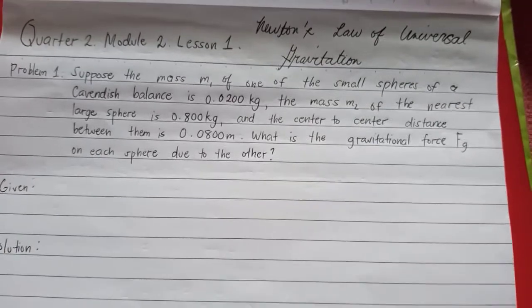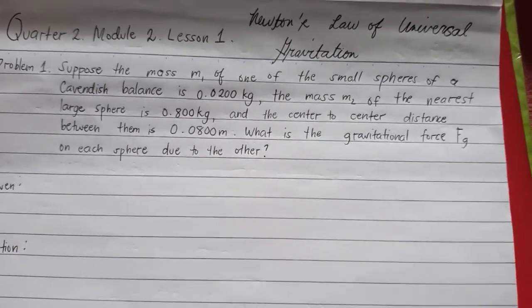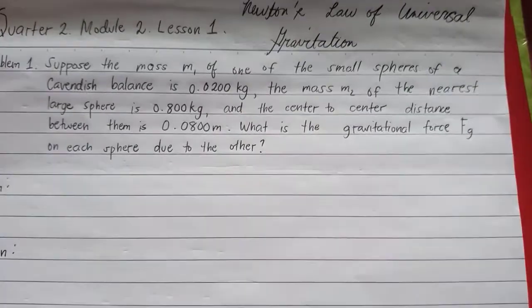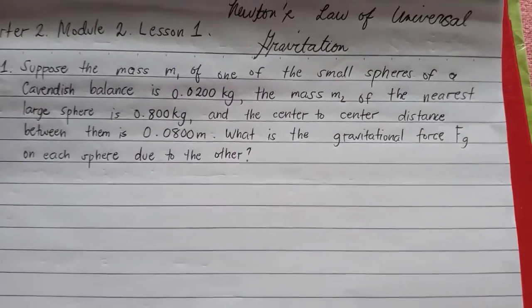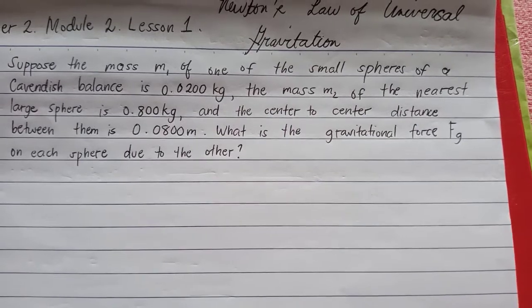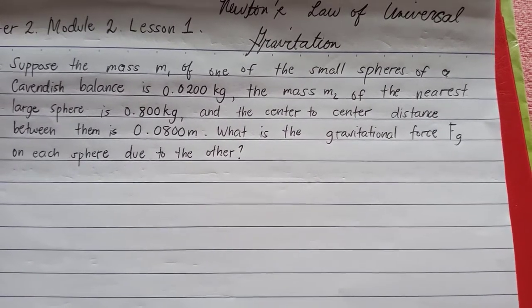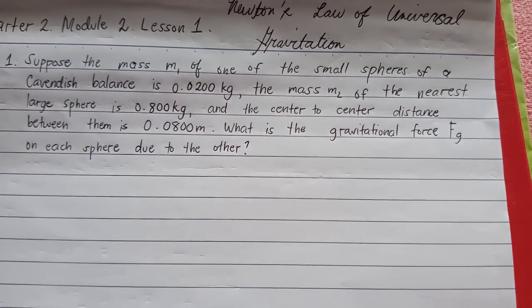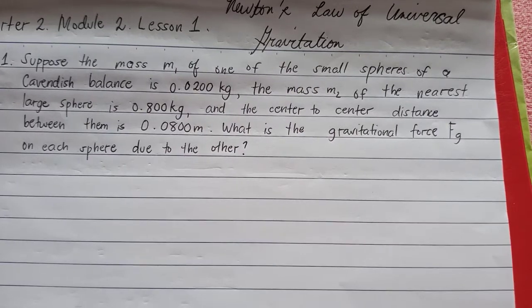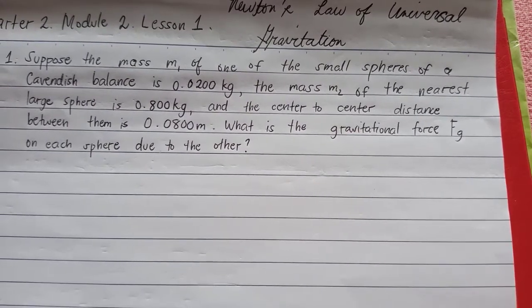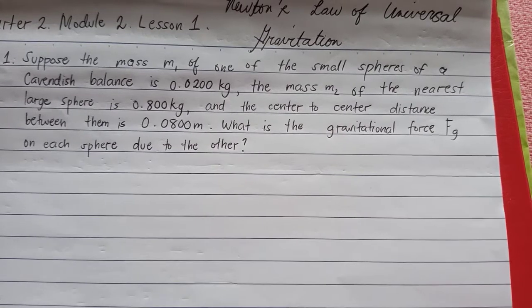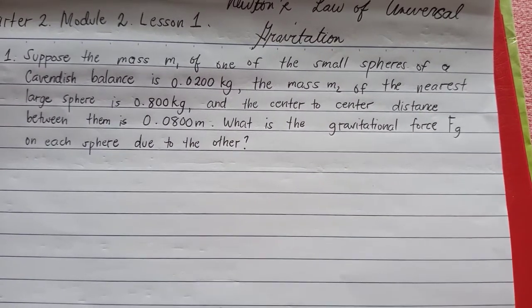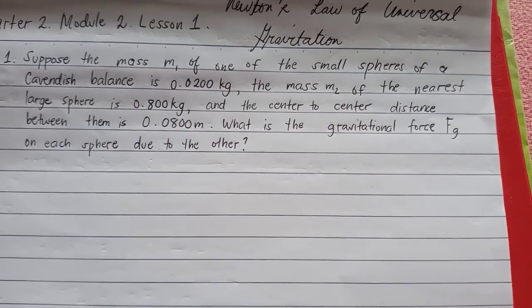Okay, let's proceed with the problem. I have here this problem. Suppose the mass m sub 1 of one of the small spheres of a Cavendish balance is 0.0200 kilogram. The mass m sub 2 of the nearest large sphere is 0.800 kilogram, and the center to center distance between them is 0.0800 meter. What is the gravitational force on each sphere due to the other?